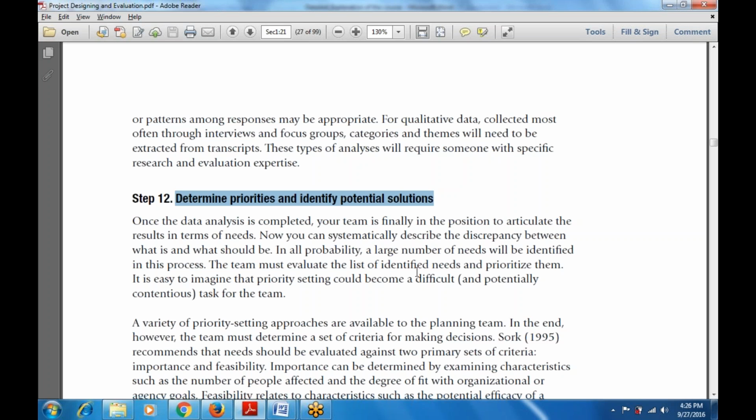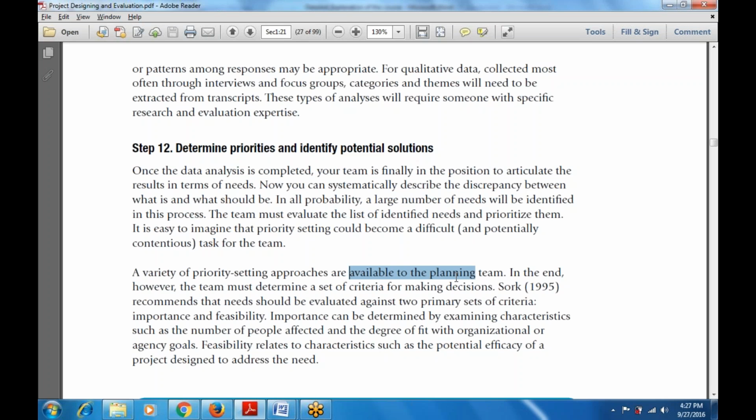It is easy to imagine that priority setting could become a difficult task for the team. A variety of priority-setting approaches are available to the planning team. These approaches and tools must be appropriate for the planning team, and in the end the team must determine a set of criteria for making the decisions. It is recommended that needs be evaluated against two primary sets of criteria.